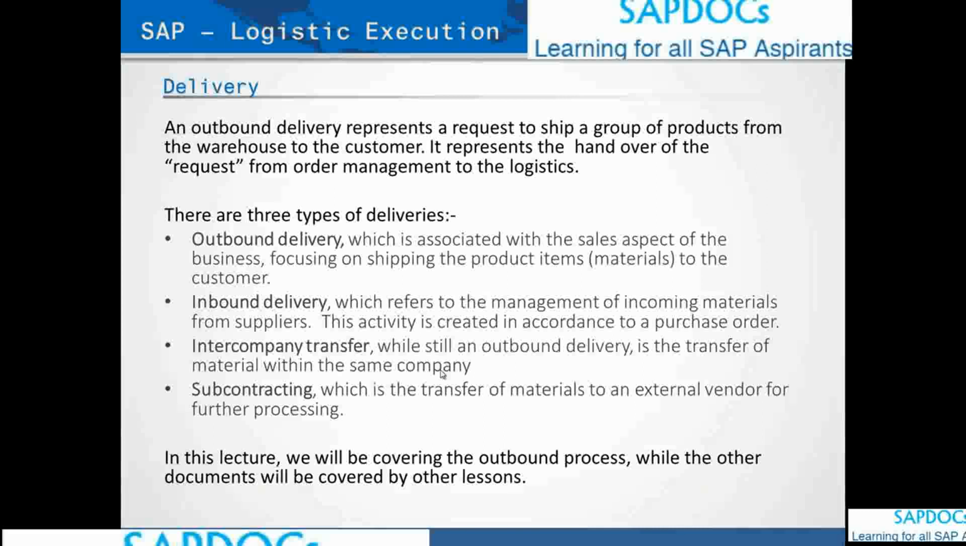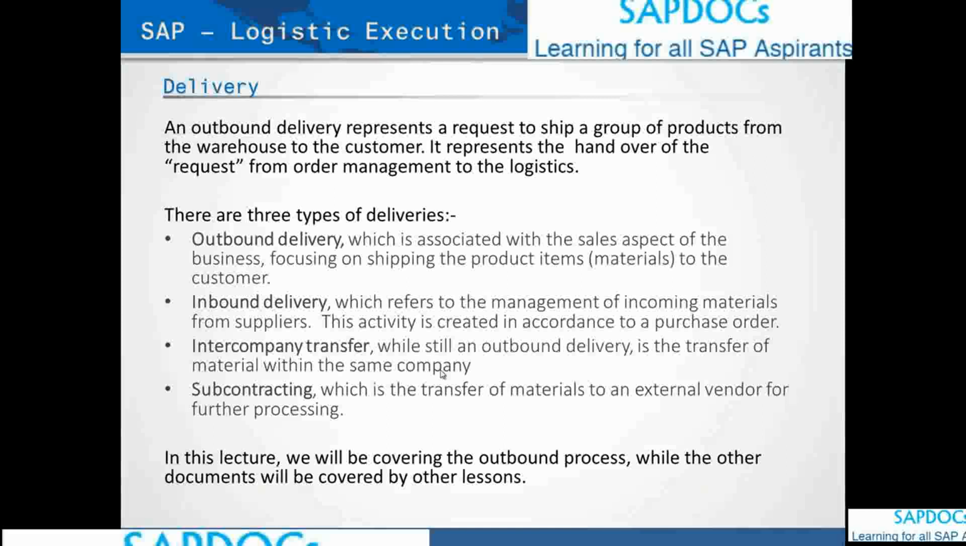There are 4 types of deliveries actually. The first and the most common is the outbound delivery, and it's associated with the sales aspects of the business and primarily focuses on shipping the products, i.e. the materials, to the customer. We have an inbound delivery, which refers to the management of incoming materials from suppliers, and it's actually created with reference to a purchase order.